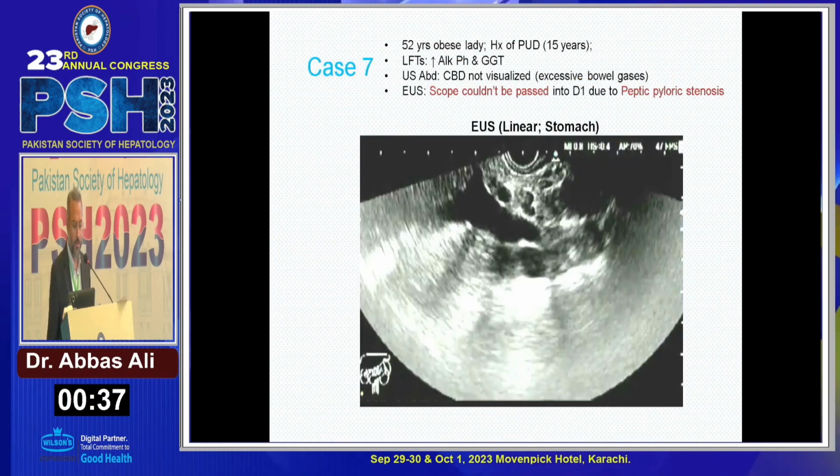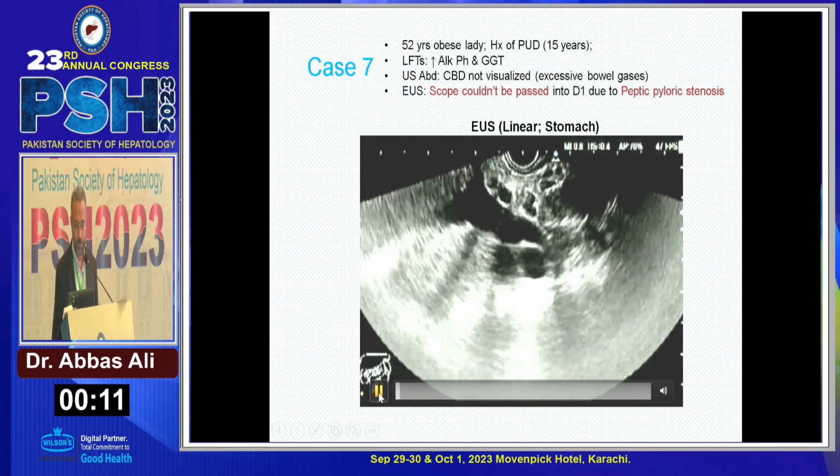This is another case of a 52-year-old lady who has a history of peptic ulcer disease for the last 15 years. Her alkaline phosphatase and gamma GT were raised. We were thinking that probably she might have a stone, but the transabdominal ultrasound was unrevealing because of the excessive bowel gases. We decided to do an EUS. However, when we went inside, we saw that there was a benign peptic pyloric stenosis. The scope could not be negotiated beyond, so we just started to see from the stomach.